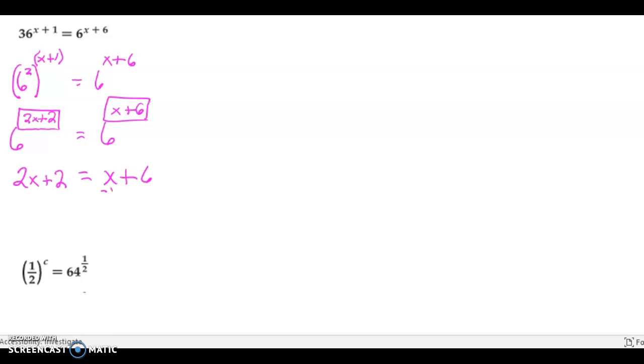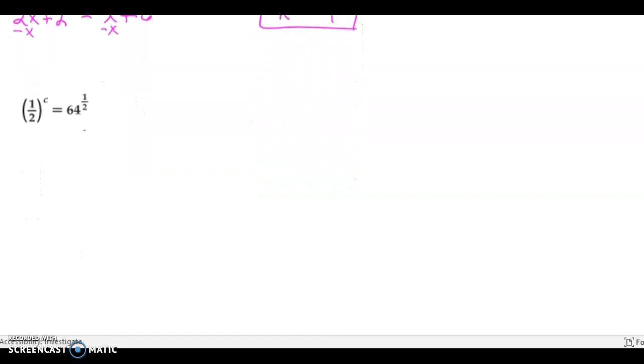So subtract x, and I would get x plus 2 equals 6, and minus 2, x is equal to 4. And there we go. Here's another one.